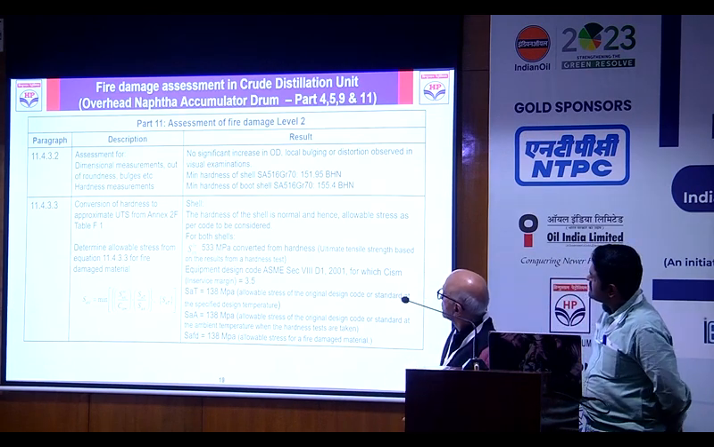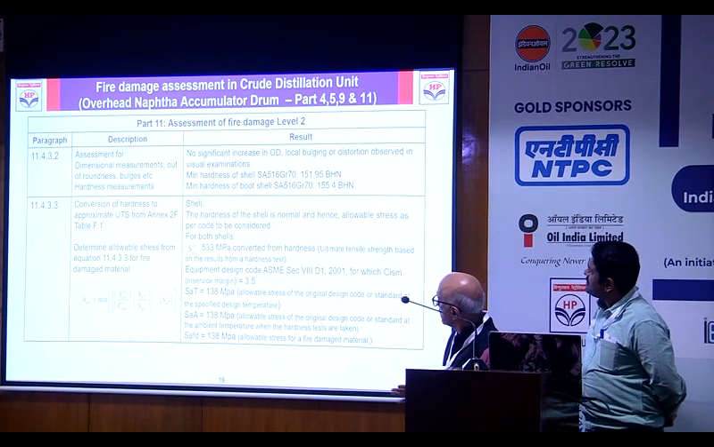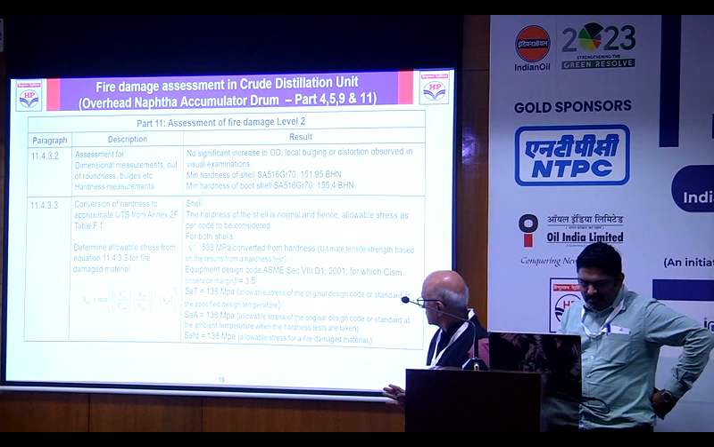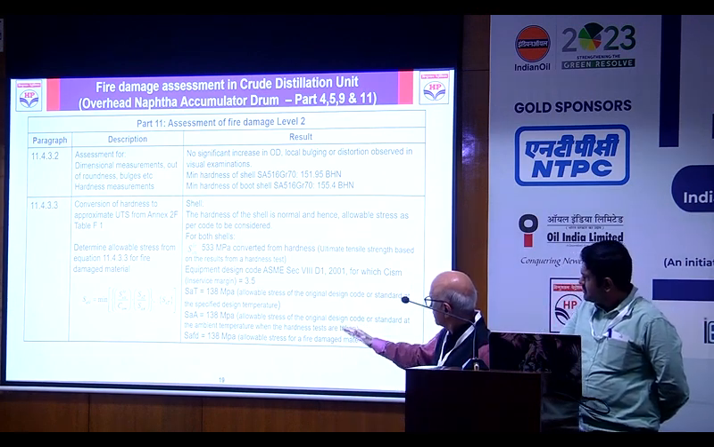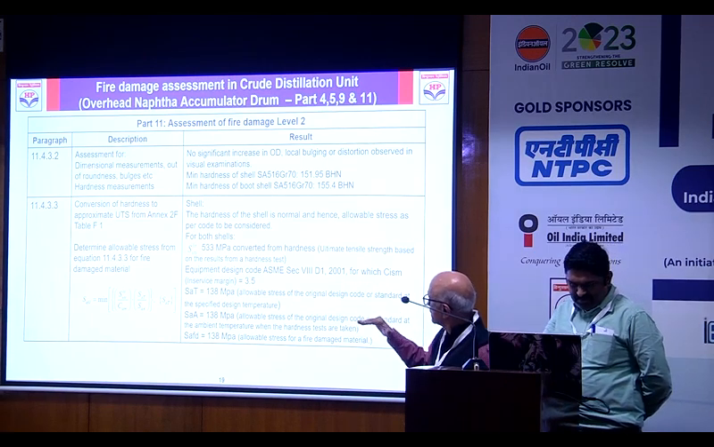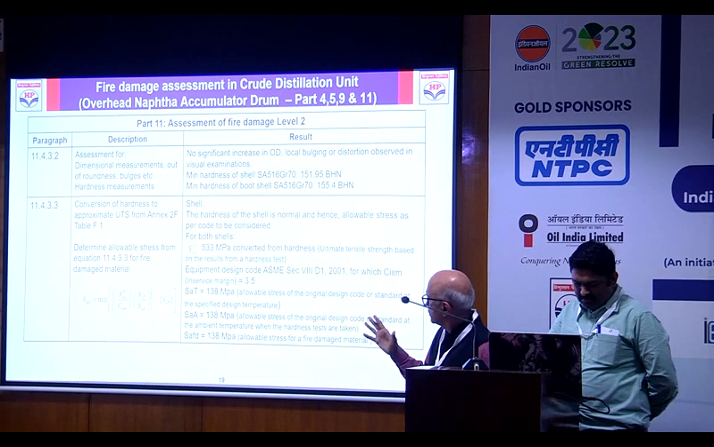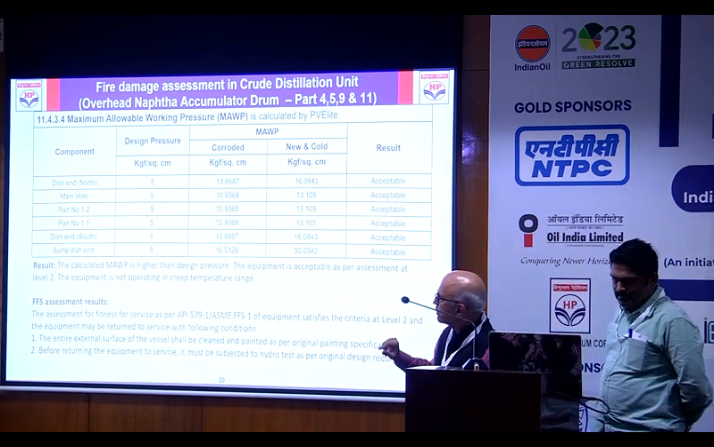So then we carried out dimensional measurement: no significant OD increase, hardness is also okay. Then hardness is converted to UTS and all these calculations were performed. The available stress in the fire damage case is much lower than the allowable based on the hardness-derived UTS. This also cleared. Next. So it is cleared at level 2.